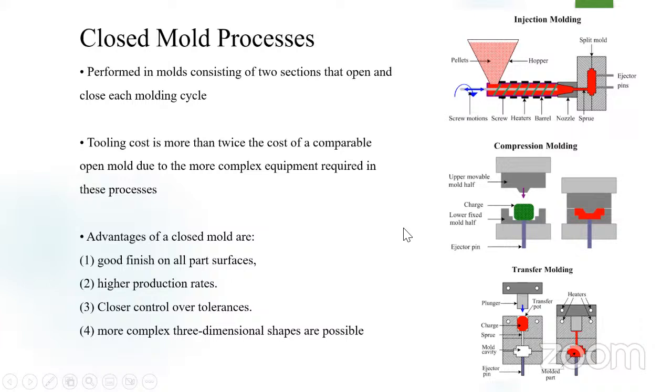As compared with spray layup and hand layup, the tooling cost for closed mold processes is twice the cost of the comparable open mold process. The advantages are that it can give you a good surface finish, higher production rates are possible, and close control over tolerances is possible.